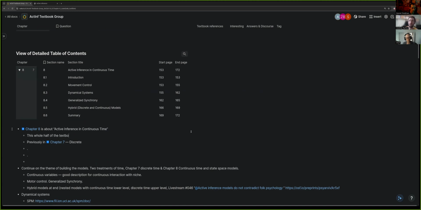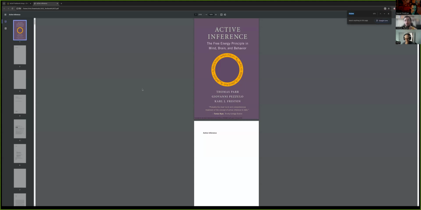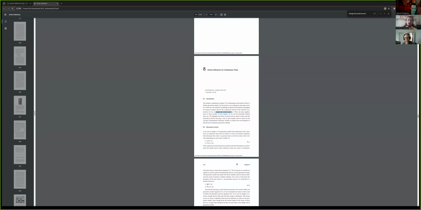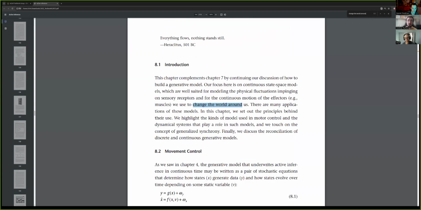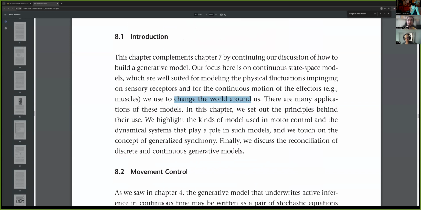So in chapter 8, which complements chapter 7, we turn to continuous state space models, which the authors state are well suited for modeling physical fluctuations impinging on sensory receptors and for the continuous motion of the effectors, e.g., muscles, we use to change the world around us. We're presented with model examples for the dynamical systems involved in motor control, as well as the concept of generalized synchrony, and finally constructing hybrid models for combining discrete and continuous variables at differing levels.